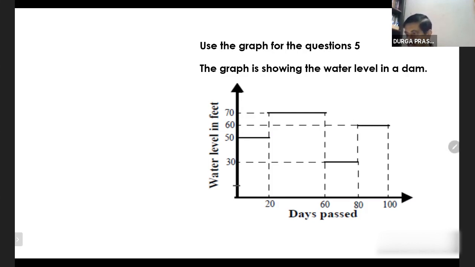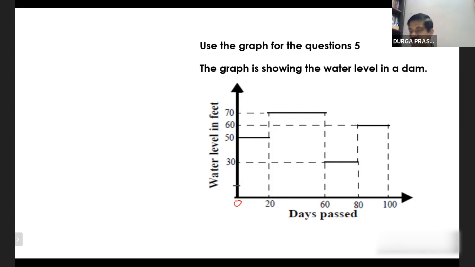So days passed means first from 0 to 20 days, it is at 50 units. What is that unit? Feet. So this is at 50 feet. Next 20 to 60 days, it is at 70 feet. And 60 to 80 days, it is at 30 feet. 80 to 100 days, it is at 60 feet. This is the level of water in the dam on different days.